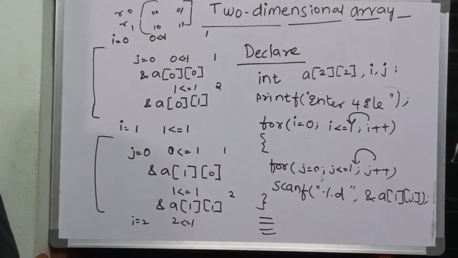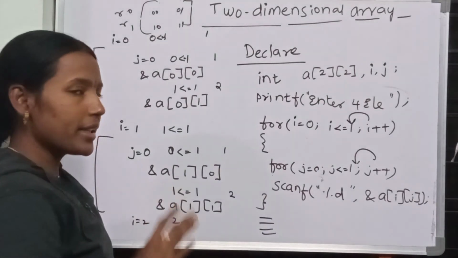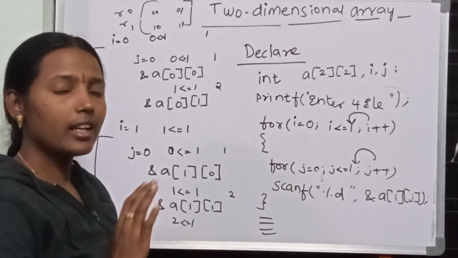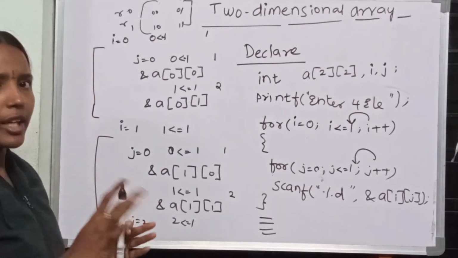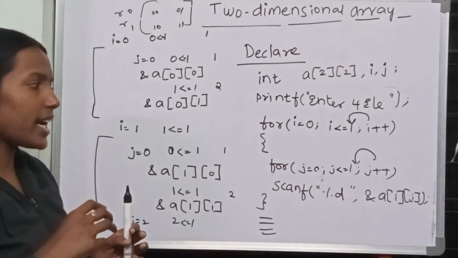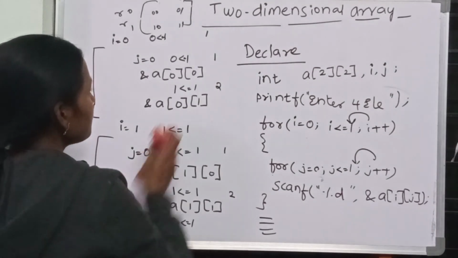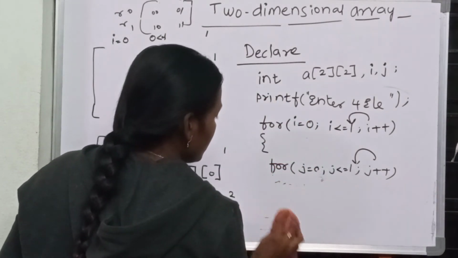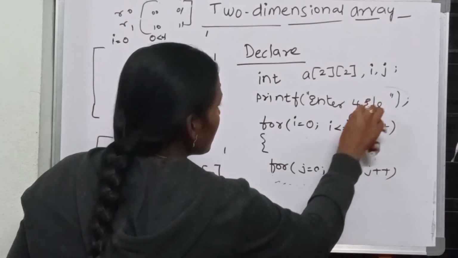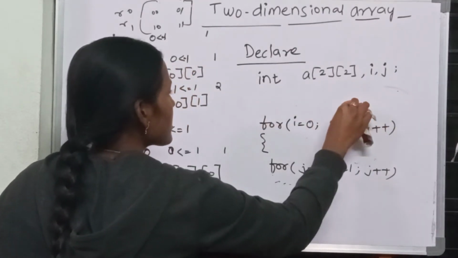Clear? Understood? Now I want to print this array as it is to the user. What are we doing? We use the same for loop concept, but instead of scanf, we make use of printf. We accepted 4 elements. Now I want to display the 4 elements.